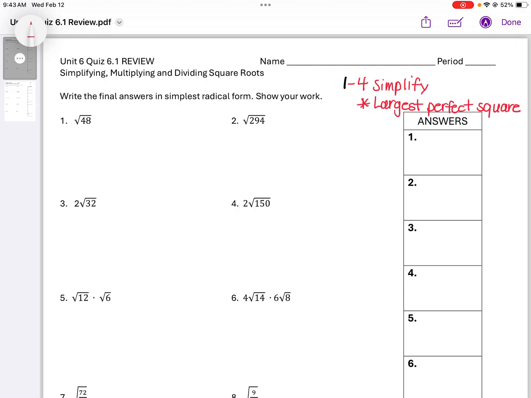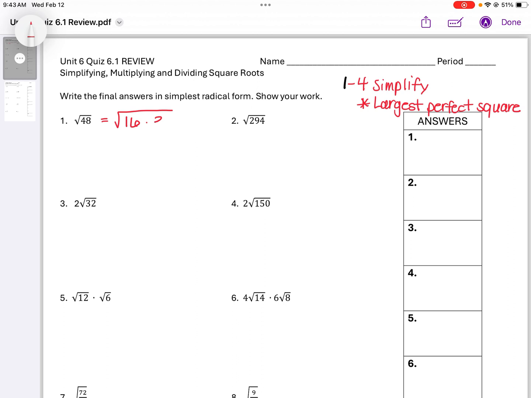Okay, so on the first one, and if you need a list of your perfect squares, they're in your composition book. I'm not sure of the page, but they're there. And then, of course, on your quiz tomorrow, you'll have them on the board. But for number 1, we have the number 48. I know that 4 is a perfect square that goes into 48, but that's not the largest one. The largest one is 16.